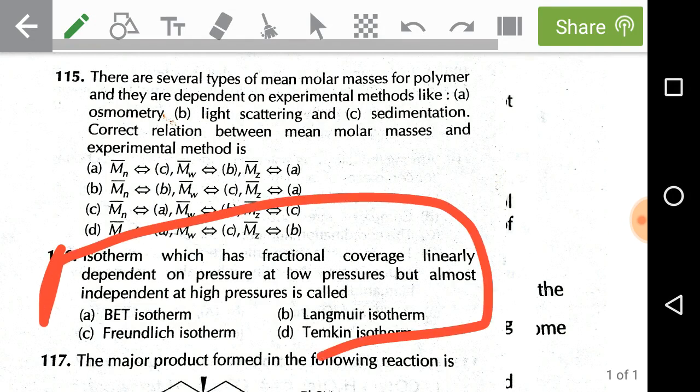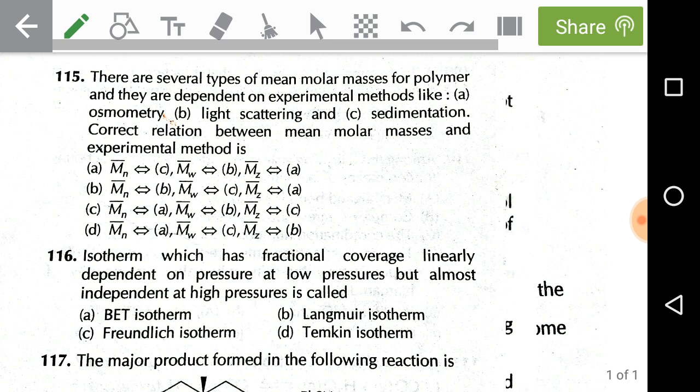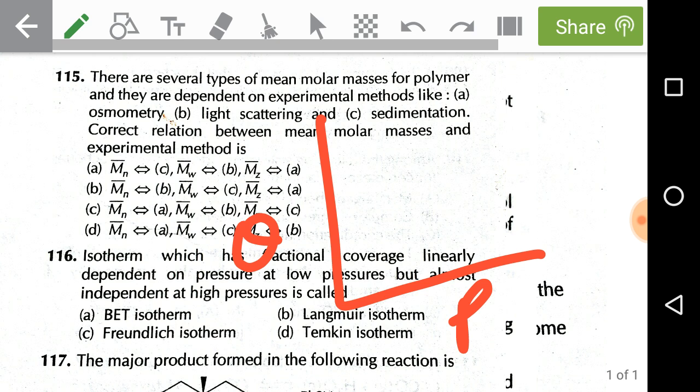Isotherm which has fractional coverage linearly dependent on pressure at low pressure but almost independent at high pressure is called simply Langmuir isotherm. Whenever we observe the Langmuir isotherm plot of theta versus pressure, at low pressures theta, that means coverage, is directly proportional to pressure, but at high pressures theta is independent of pressure. So at low pressures it is first order, at high pressures it is zero order. That means the coverage is independent of pressure. So that's why Langmuir isotherm is the correct answer for the given problem.